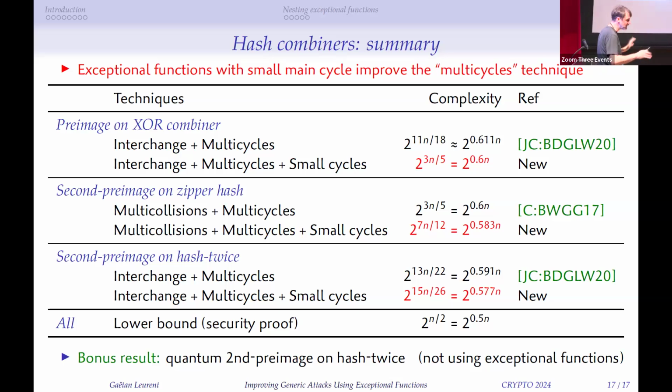I will not explain the full attack in detail because the full attacks are extremely complex and they combine many different techniques. But in a nutshell, we get new attacks that are better than the state of the art for the XOR combiner, also for the zipper hash and for the hash twice. You can see the improvement is not huge, but it is an improvement. And we're going closer to the lower bound of the security proof, but it's still an open question whether we can go down to 2 to the n/2 or whether there is a better proof that maybe meets somewhere in the middle. Thank you. Thank you very much.